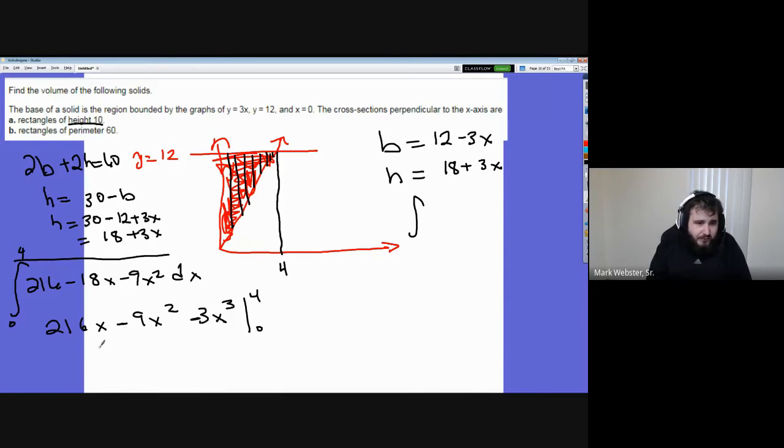So 216 times 4 minus 9 times 16, which is 144, right? And then 4 cubed, 4 times 4 times 4 is 64, times 3 is 192. And then I do this subtraction problem, and what do I get? I should get 864 minus 336 is 528. Hey, there we go.